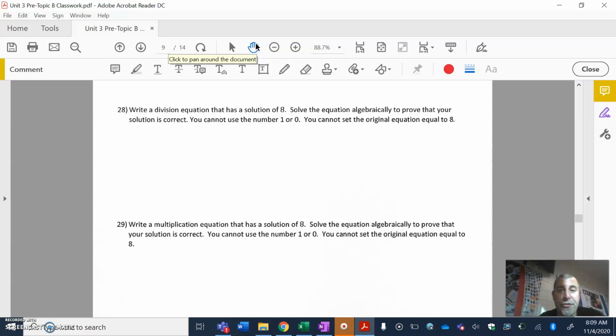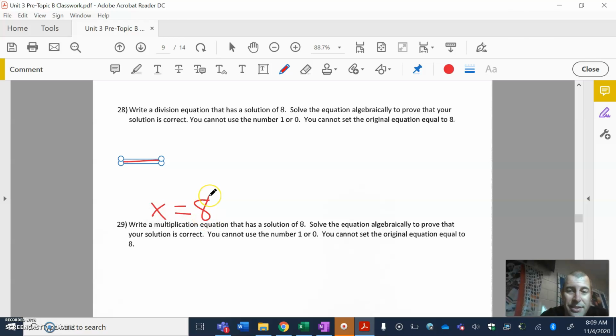So like we saw before, what a division equation looks like, a division equation has a fraction bar in it. And again, the solution is 8, which means at the very end, your answer is going to be 8. Cannot use a 1 or a 0 in there. All right, can't set the original equation equal to 8.